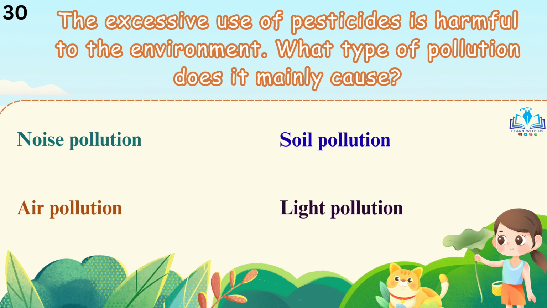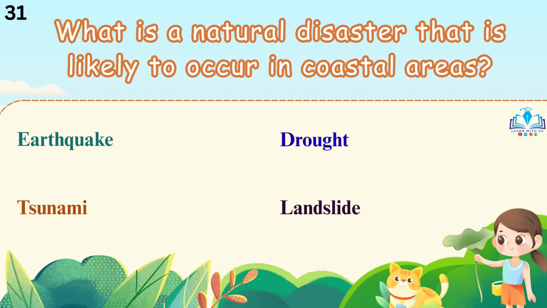Question 30. The excessive use of pesticides is harmful to the environment. What type of pollution does it mainly cause? A. Noise pollution, B. Soil pollution, C. Air pollution, D. Light pollution. Answer B. Soil pollution.